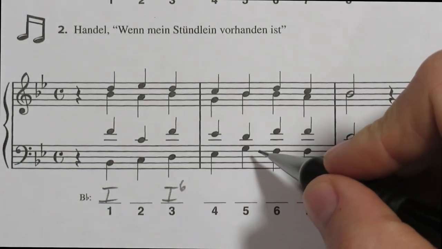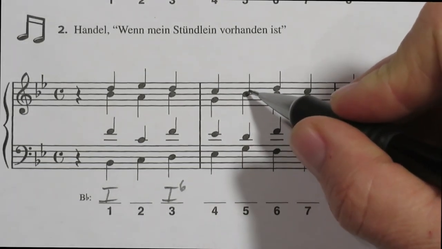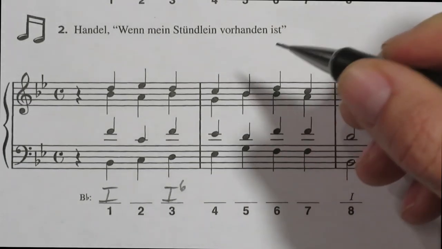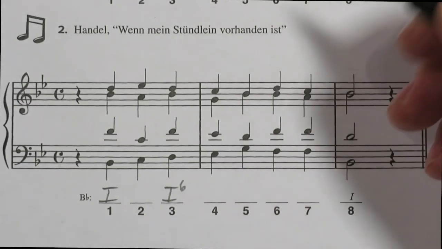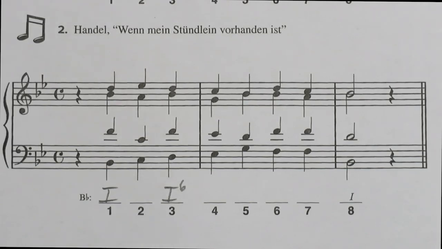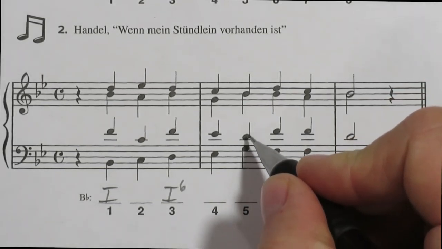Number 5. Okay, we have a G, a D, and a B flat. Actually, 2 B flats, both pitches being sung by a different voice. The soprano and the alto are sharing that note. Okay, so this time we have a G, a D, and a B flat.